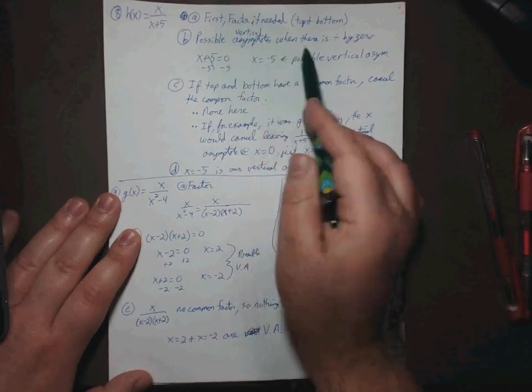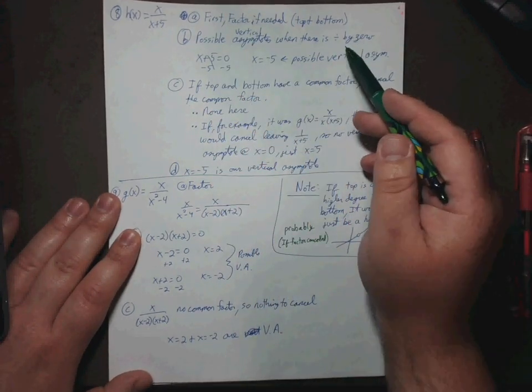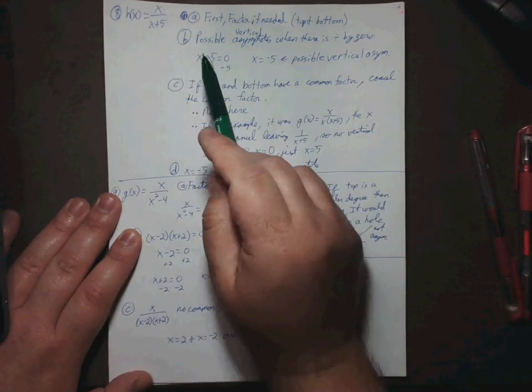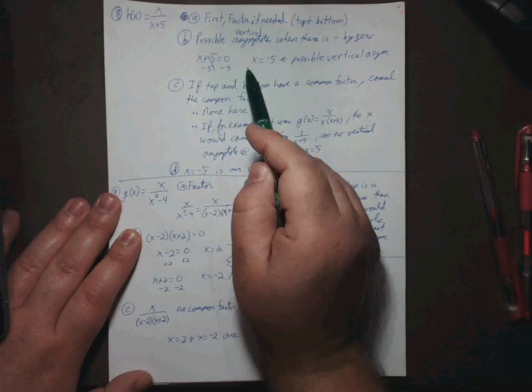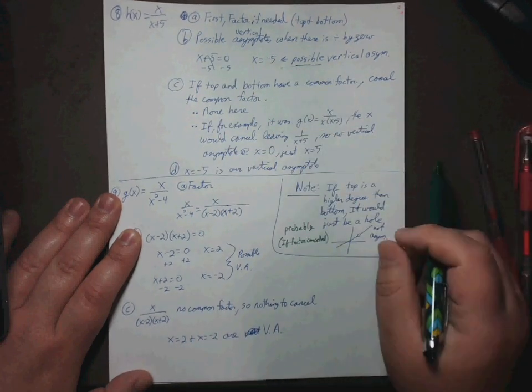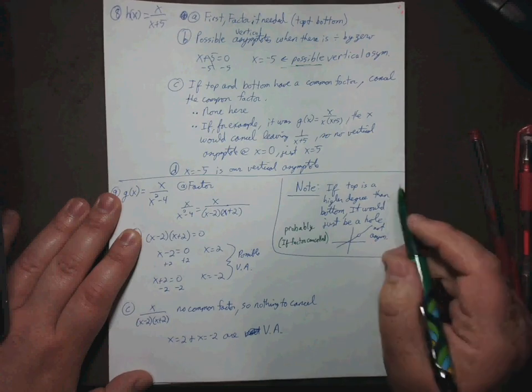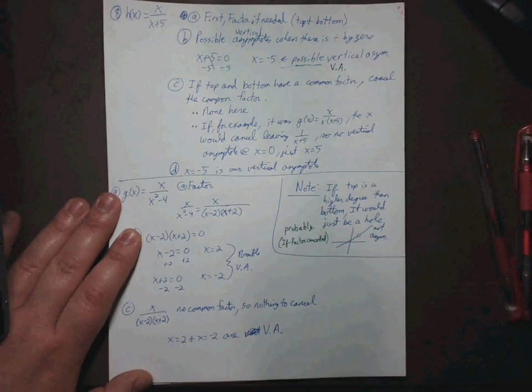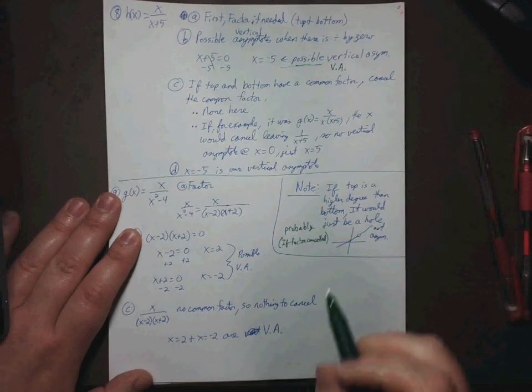There are possible vertical asymptotes when there's division by 0, like we said before, so things that aren't in the domain. So we set the denominator equal to 0, and you solve for that, and you get x equals negative 5. Now this is a possible vertical asymptote. I'm going to use it later in the notes, VA. That's what I'm going to call vertical asymptotes.